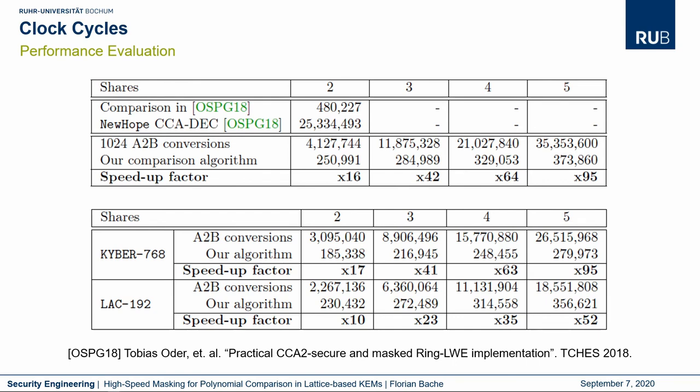We also benchmarked the performance for different parameter sets, for example, for Kyber 768 and LAC 192. And here we get performance improvements of a factor of 10 for two shares up to, again, 95 for five shares, depending on the scheme and, of course, the masking order.